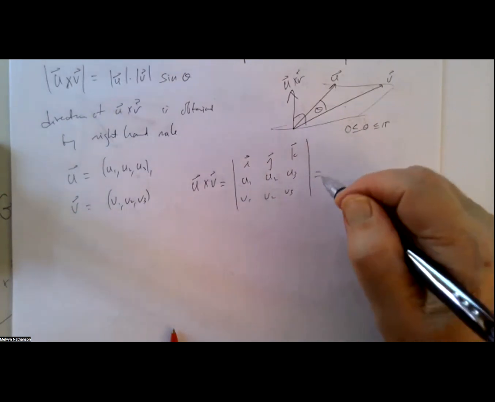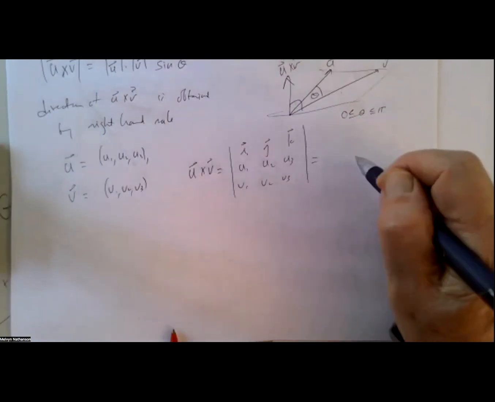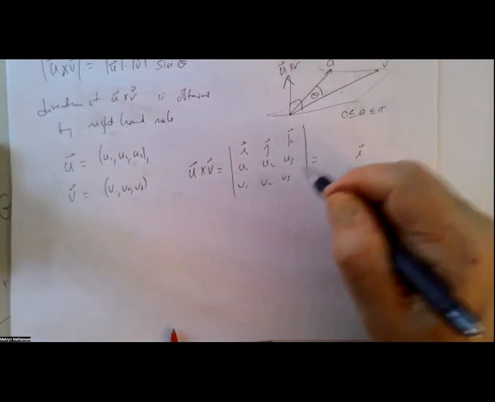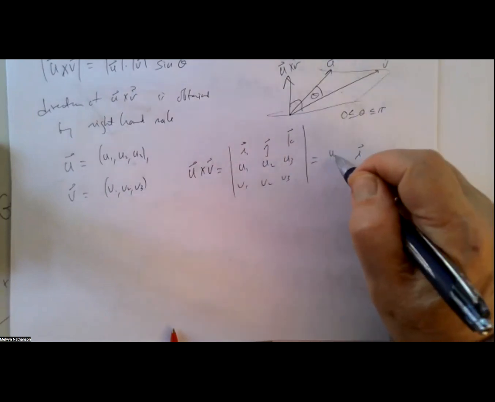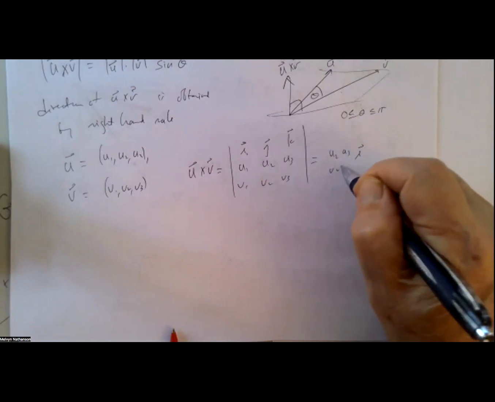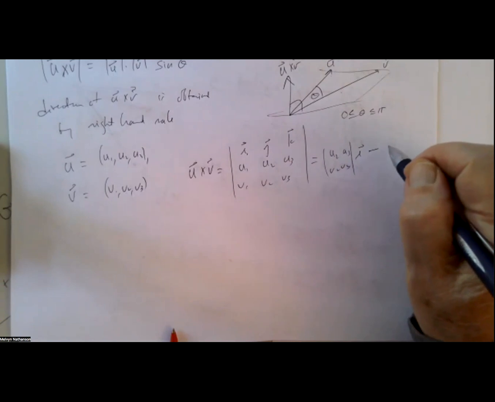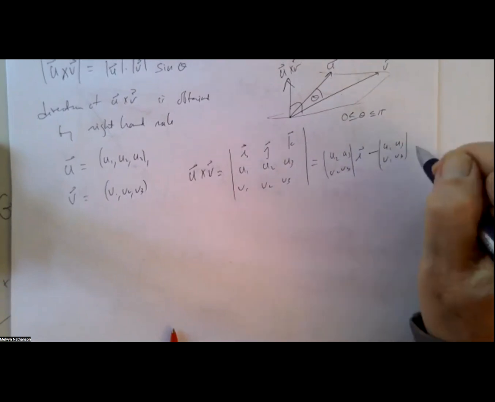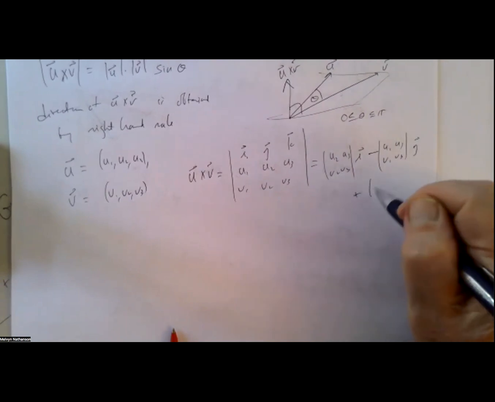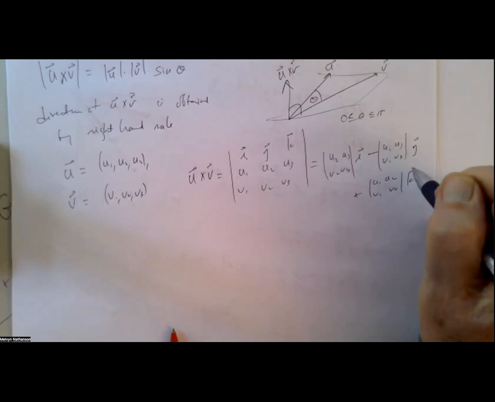And this is interpreted as, for i, you take the 2x2 matrix you get by deleting the row and column that i is in. So that's u2, u3, v2, v3. Then, alternating signs, minus u1, u3, v1, v3 times j, plus u1, u2, v1, v2 times k.